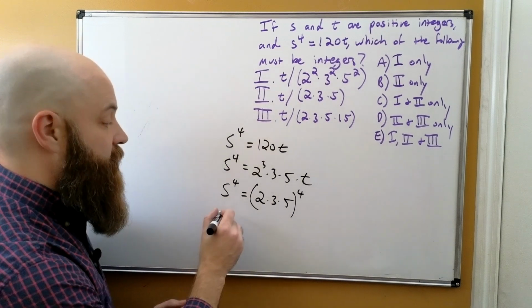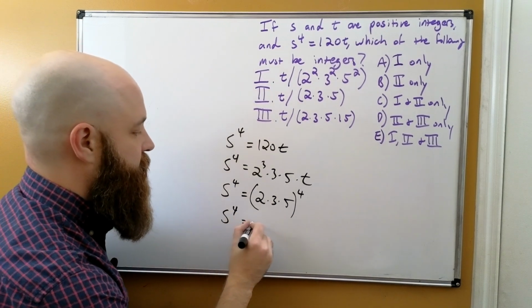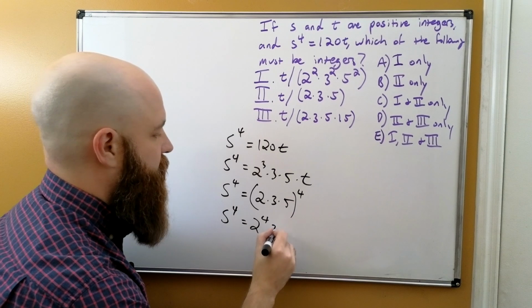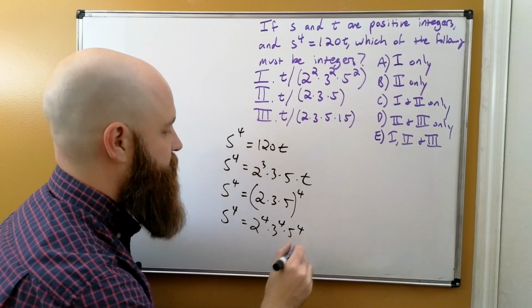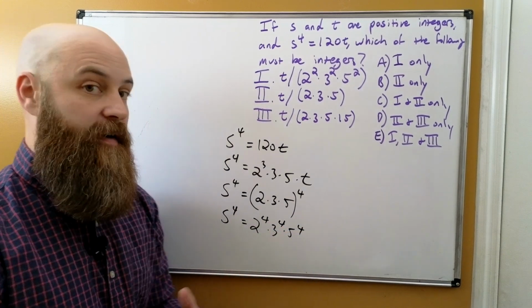Okay, great. So maybe I'll simplify that expression. I could rewrite this as 2 to the fourth times 3 to the fourth times 5 to the fourth. Okay, great. Now I can proceed.